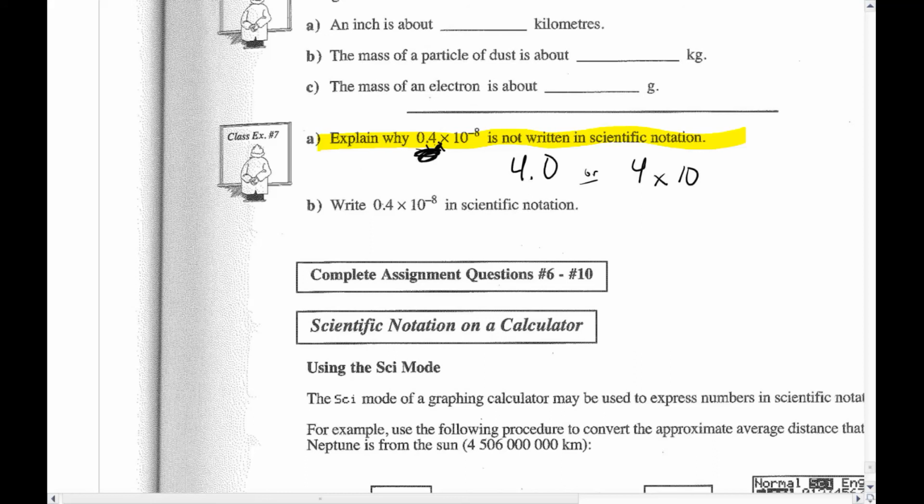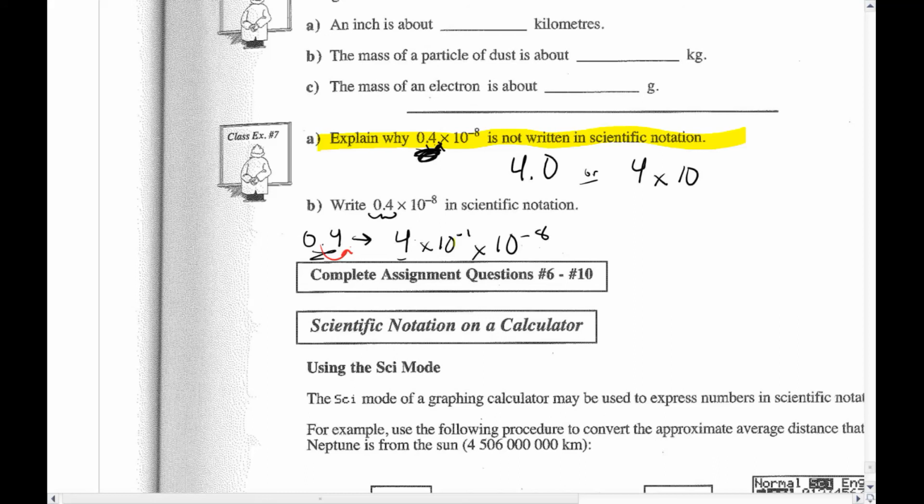Oh wait, it tells us right here, right? 0.4 times 10 to the negative 8 in scientific notation. So let's just focus on this. 0.4 we want to write as 4, and then this is a smaller number than 4. So this should be multiplied by 10 to a negative exponent. We had to do one jump with our decimal, so it should be to the power of negative 1. But we still have that times 10 to the negative 8.